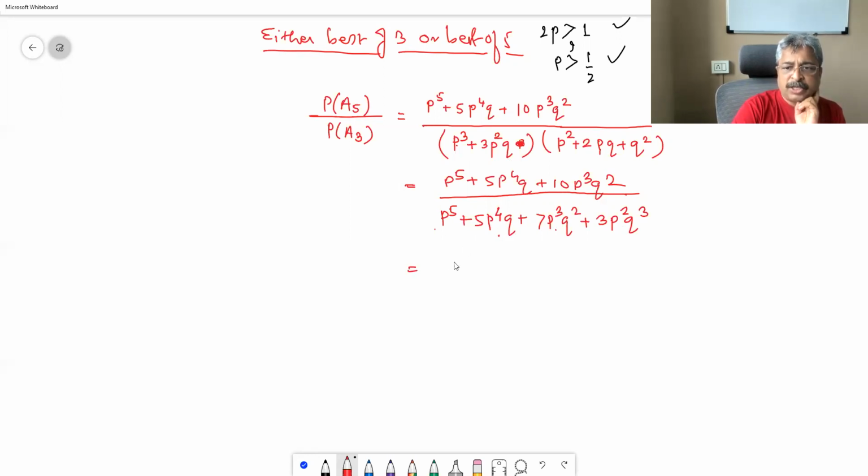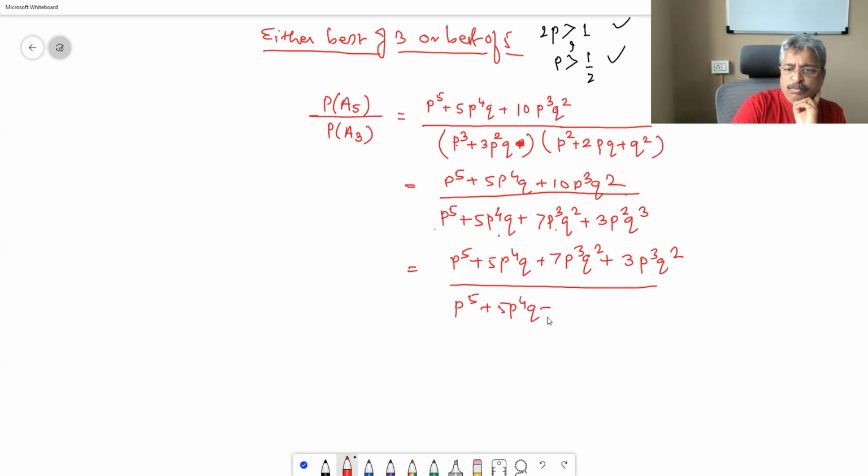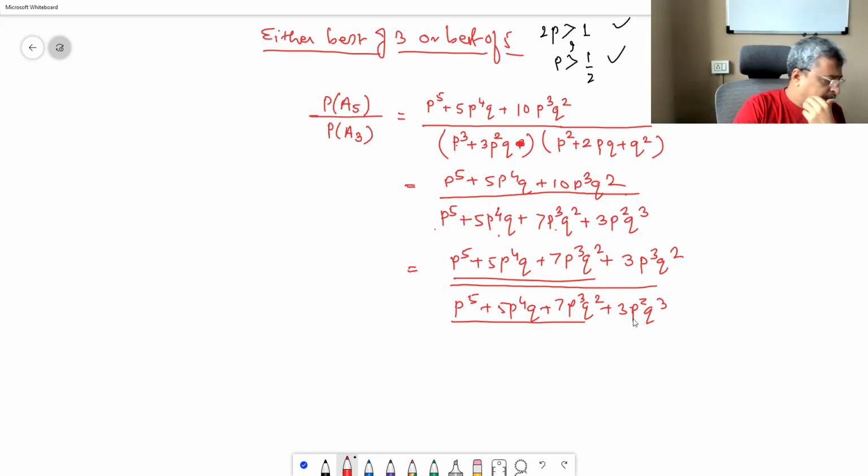Okay, so out of this numerator now, P raised to 5 plus 5P raised to 4Q plus 7P cube Q square plus 3P cube Q square, that is 10P cube Q square in the numerator. In the denominator, P5 plus 5P fourth Q plus 7P cube Q square plus 3P square Q cube. Now all these three terms are same, so the fraction will be greater than 1 if this is bigger than this. Is that right?